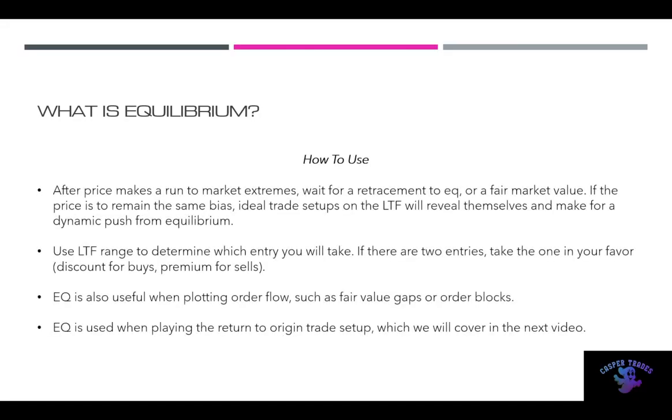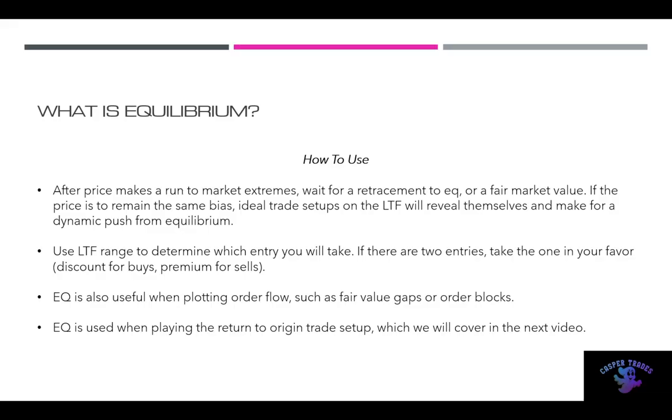So how do we use it? After price makes a run to market extremes, you can wait for retracement to equilibrium, aka fair market value, and if the price is remaining the same bias, ideal trade setups on the lower time frames will reveal themselves and make for a dynamic push away from equilibrium. This goes for premium or discount, right? If you're in a bearish bias, ideal short setups on the lower time frames will reveal themselves, and vice versa with discount.